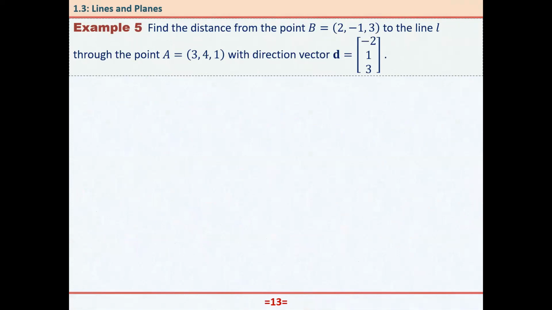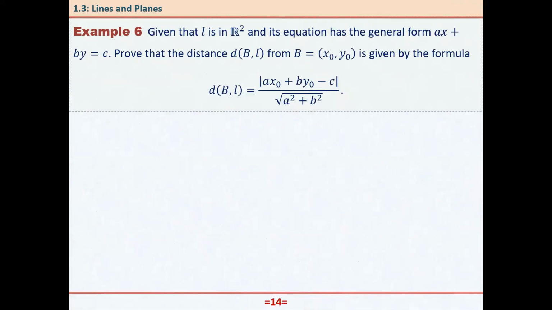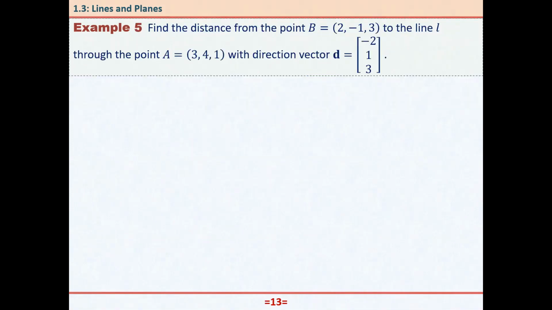Now we will get another thing here, that is the distance from a point to a line. And here we will make use of vectors. Actually, we will get this formula. Before we prove this formula, let's do this example. It gives us some insight about this formula, and after that we can generalize this case.